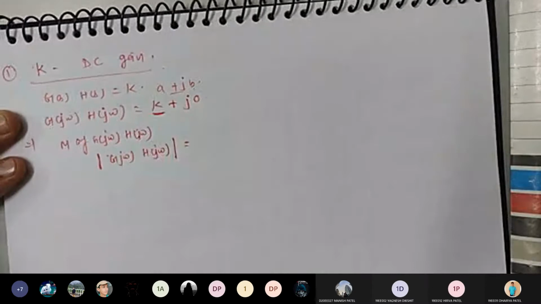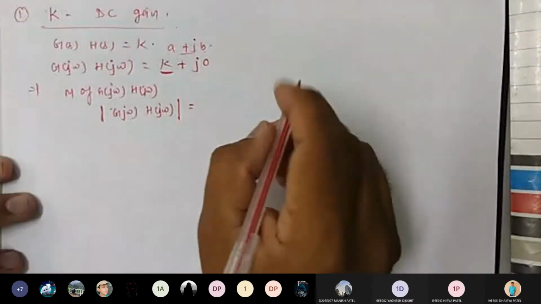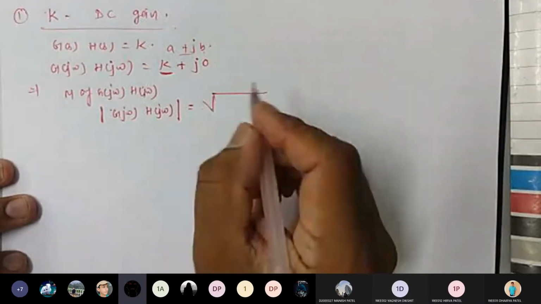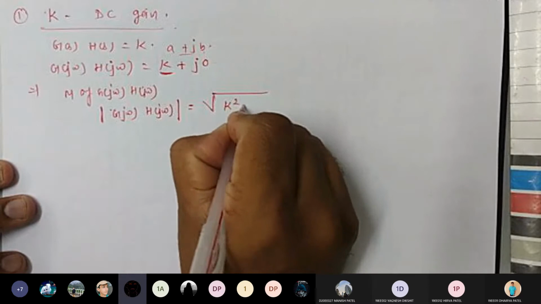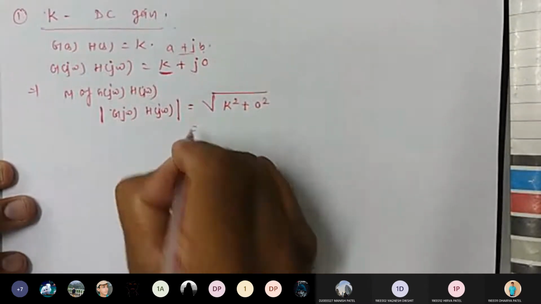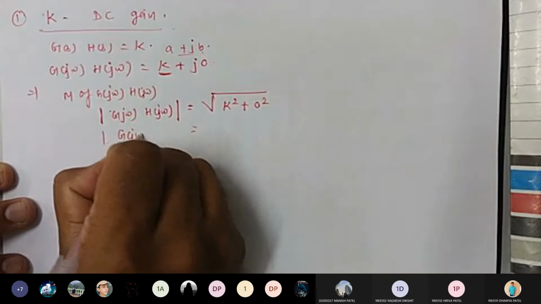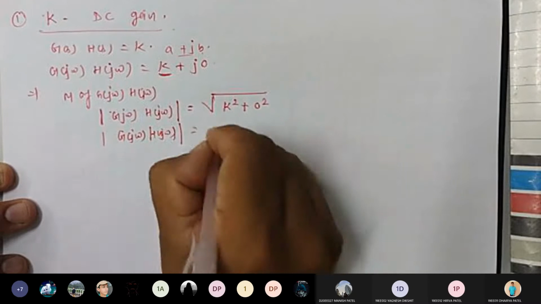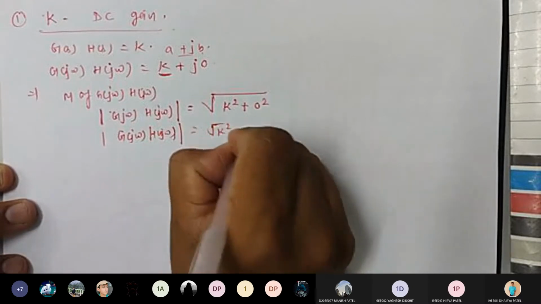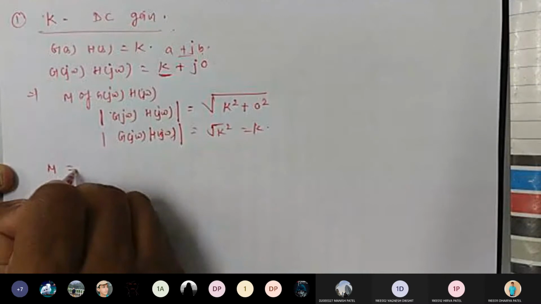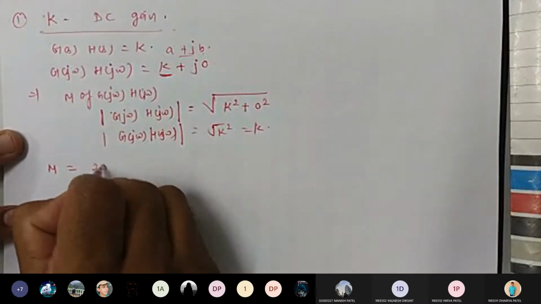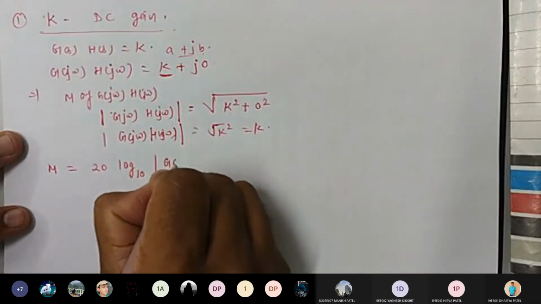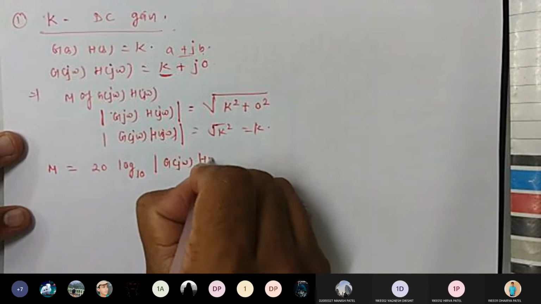What is the definition of magnitude? Magnitude is equal to under root of real part square plus imaginary part square. So G of J omega H of J omega is equal to under root K square, which is nothing but K. So the magnitude for the K factor is equal to 20 log 10 of G of J omega H of J omega.